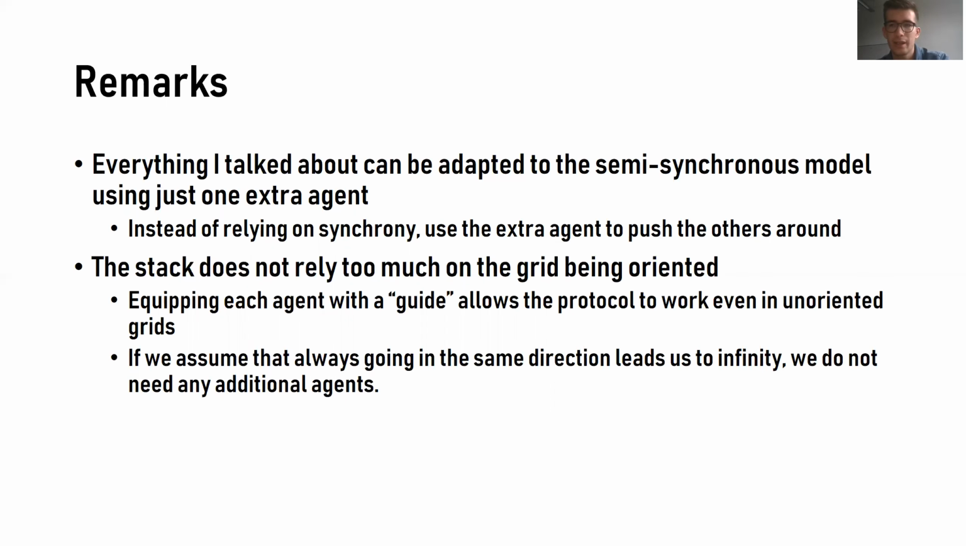Now, this stack actually is not super reliant on the grid being oriented. We can achieve something similar if we assume that there's at least one direction where walking in it repeatedly leads us to infinity. Let me mention one thing that's neat, that there's some handrailing technique. So even if you have an unoriented grid and double the number of agents, basically everything works as it did previously. And we show that, being a bit more careful, this special class of unoriented grids can be explored using the same number of agents.